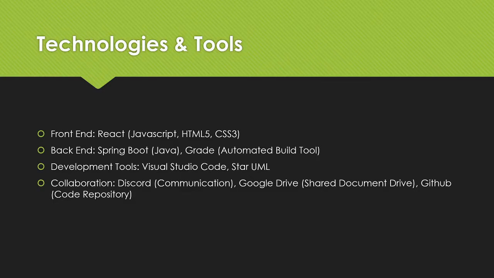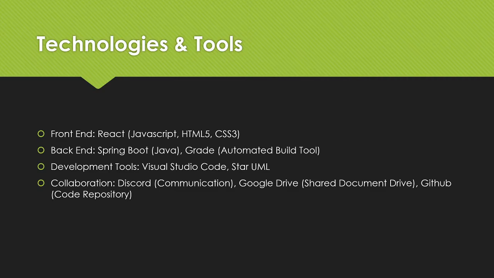I'm going to talk through these next few slides, starting with technologies and tools that we use to help develop reverse UML. Starting with the front end, we have React, which uses JavaScript, HTML, and CSS to help us develop the front end and web app that you see in the demo. In the back end, we use Spring Boot, which is a Java tool, as well as Gradle, which is our automated build tool to actually build the application.